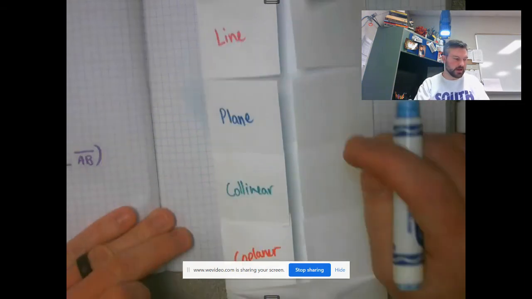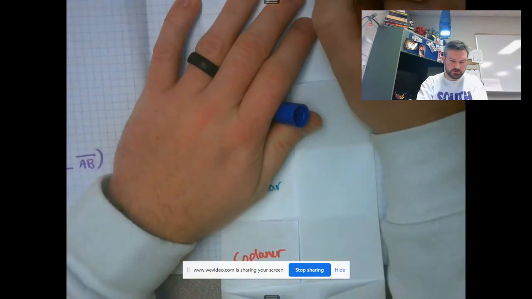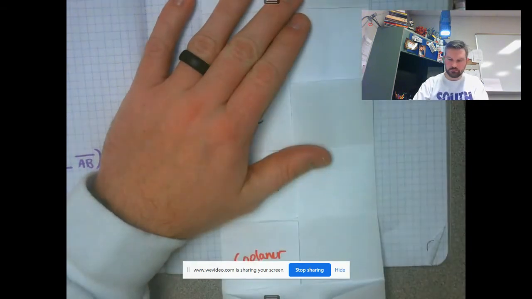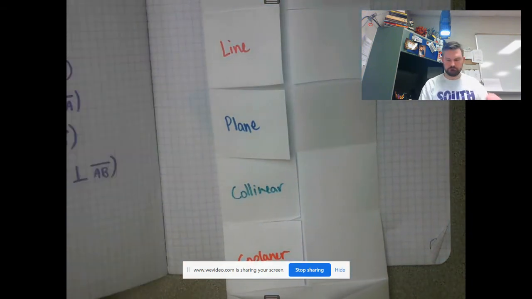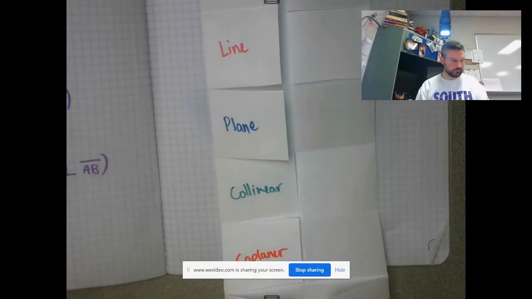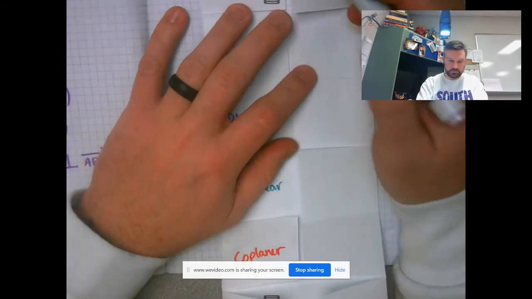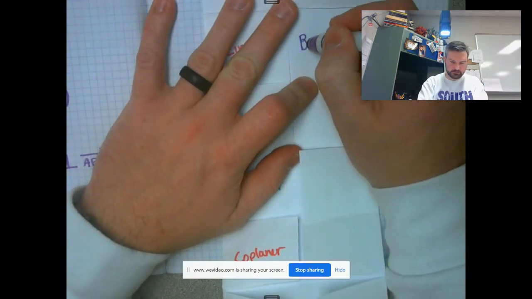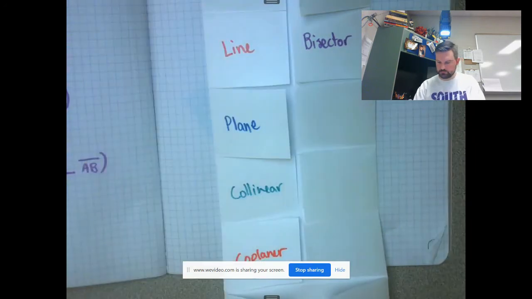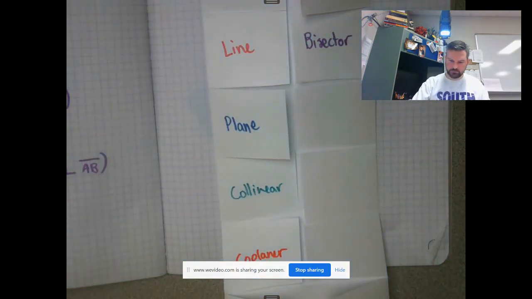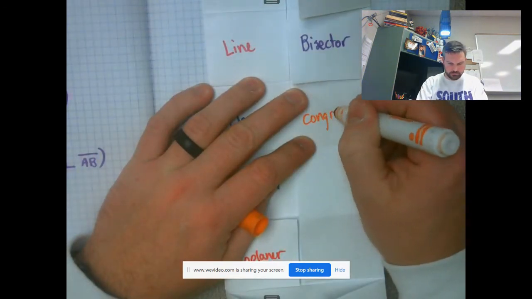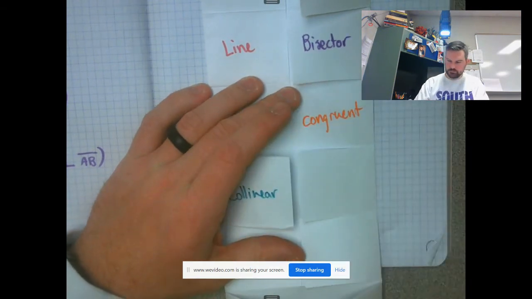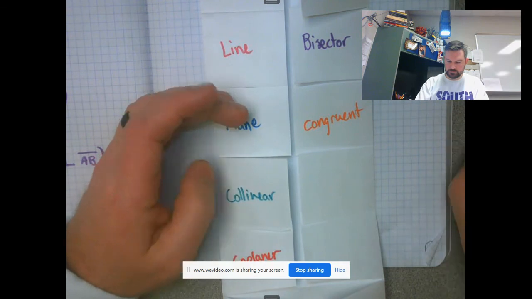Now we're going to start back at the top. We'll start with midpoint. Bisector. Congruent. Intersect.